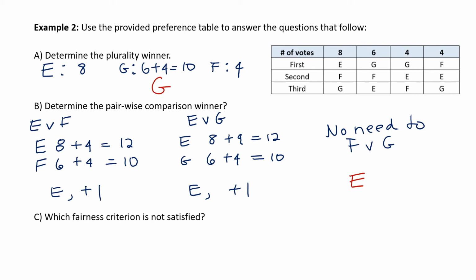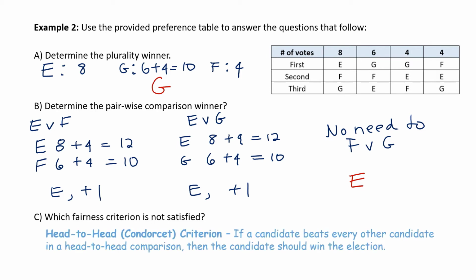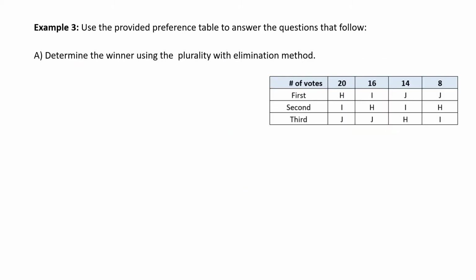Part C. Which fairness criterion is not satisfied? The head-to-head or Condorcet criterion. If a candidate beats every other candidate in a head-to-head competition, then that candidate should win the election. Example. Use the provided preference table to answer the questions that follow.